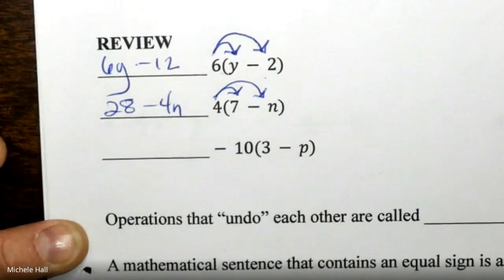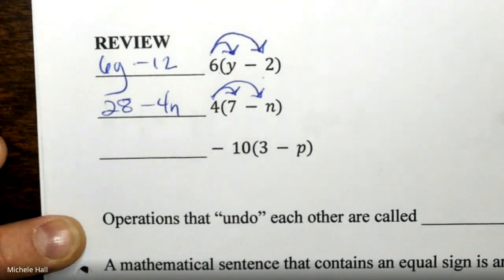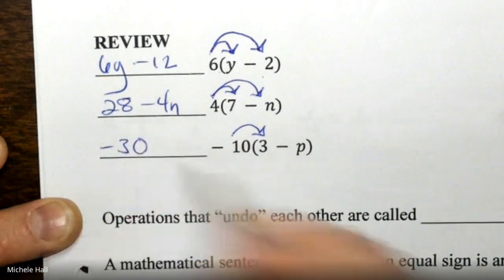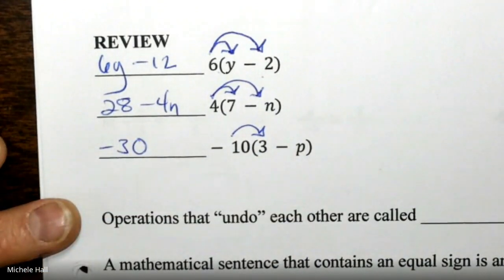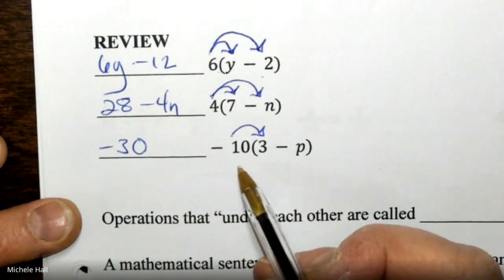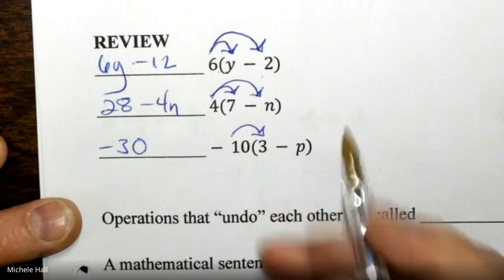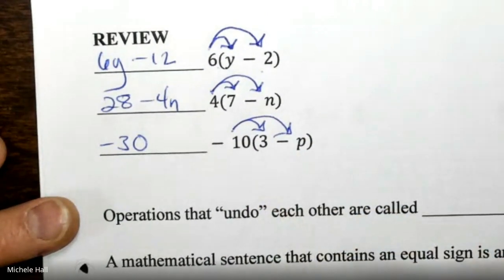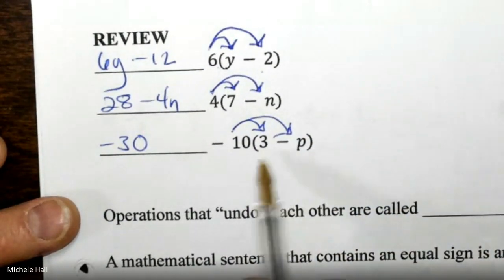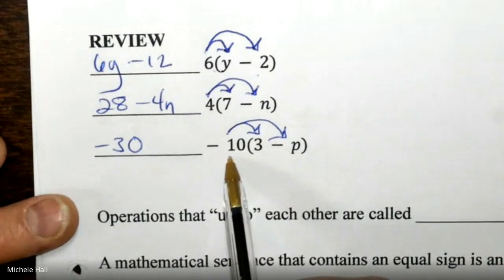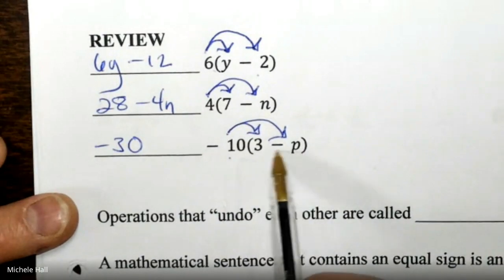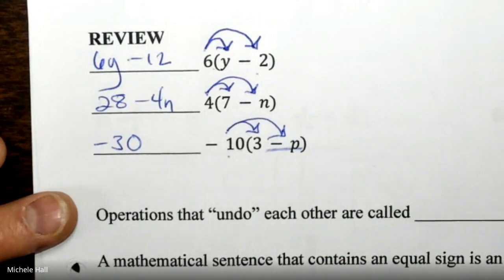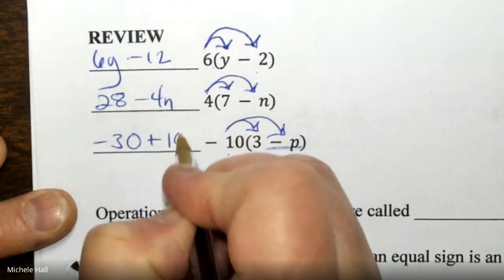Okay, Emily, start me on the next one. Very good. -30. And Lorelei, finish it up for me. That's true. -10 times p is -10p. But what am I supposed to multiply here? -10 times -p. What's a -10 times a -p? Very good. +10p.